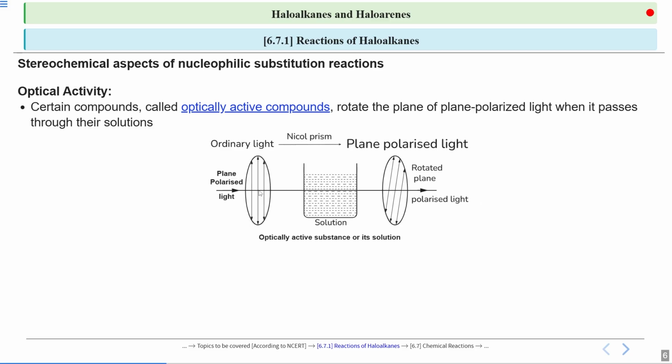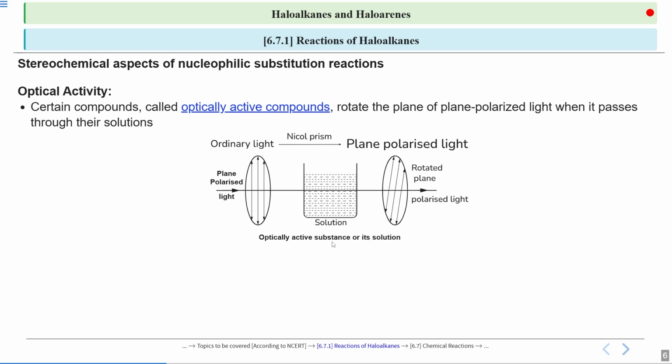You can understand this through this diagram. If you have ordinary light and you pass it through a Nicol prism, you will get plane polarized light. Let's say you have plane polarized light, where light is in a particular plane. When it passes through a solution where optically active compounds are present, the plane is rotated, and you will get rotated plane polarized light. You can see the plane is rotated at some angle.